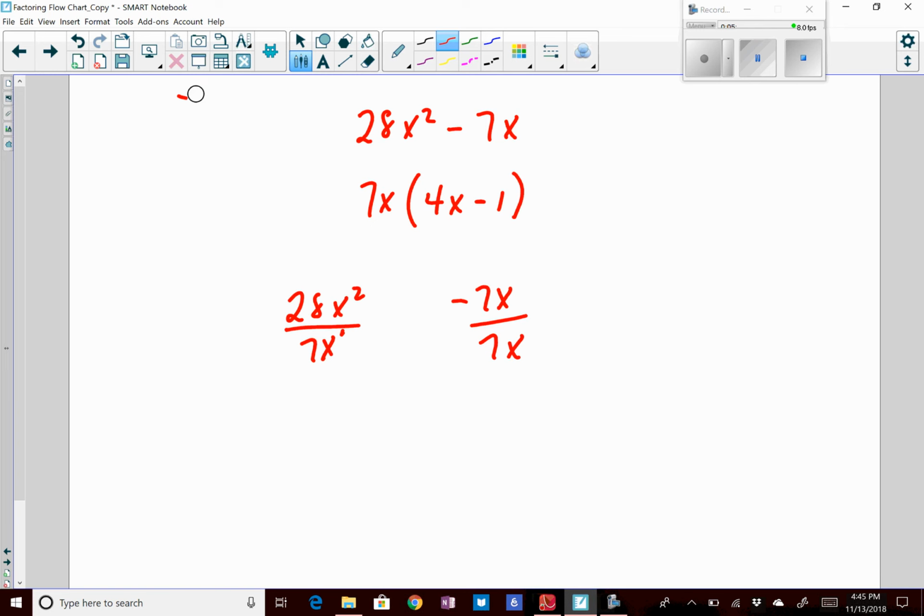So after we take out the GCF, we're left with a binomial. The next thing to do is look at the binomial column, see if we have the difference of two squares there. Since we don't, we stop here, and our final answer will be 7x times 4x minus 1.